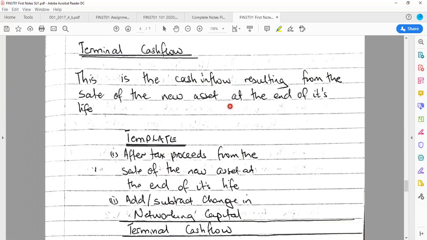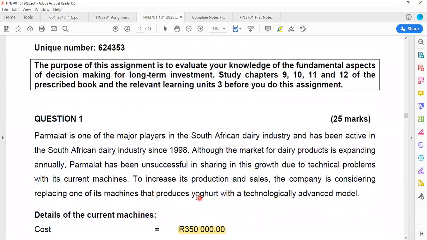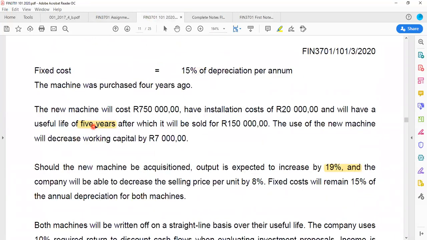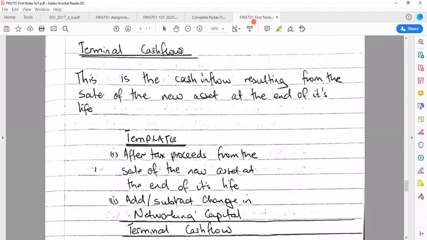So let's say that new yogurt making machine that Parmalat purchased. Let's say 5 years of that new machine have passed, and they now want to sell that new machine. The cash flow associated with selling that new machine is known as a terminal cash flow. This is the cash inflow resulting from the sale of the new asset at the end of its life.